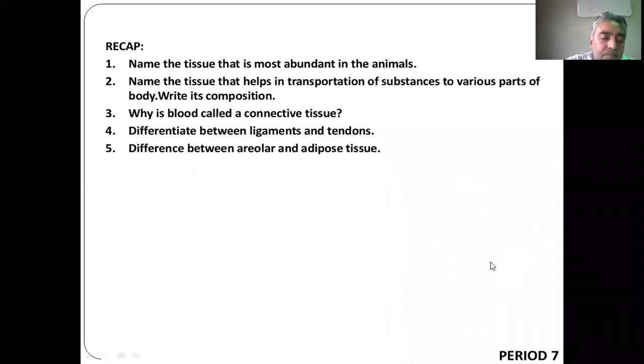These are some questions. Name the tissue that is most abundant in animal tissue. Name the tissue that helps in transportation of substances to various parts of the body. Write its composition. Why is blood called fluid connective tissue? Differentiate between ligament and tendon, and differentiate between areolar and adipose tissue.